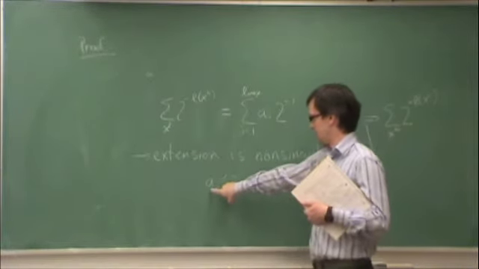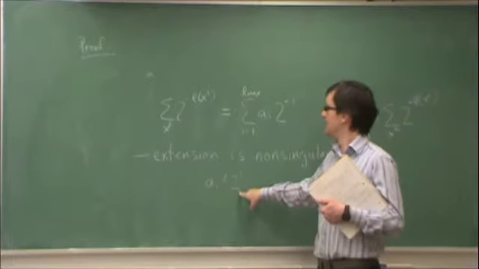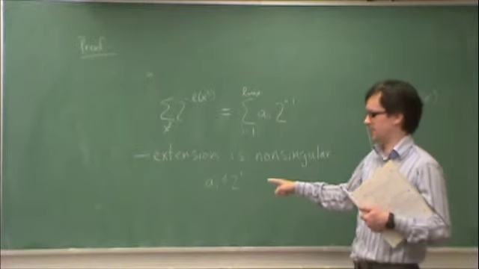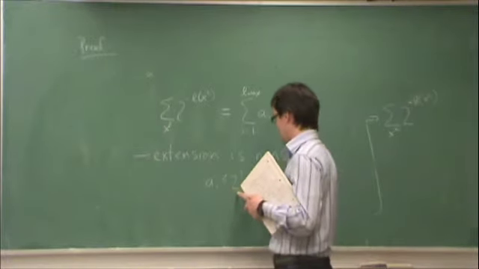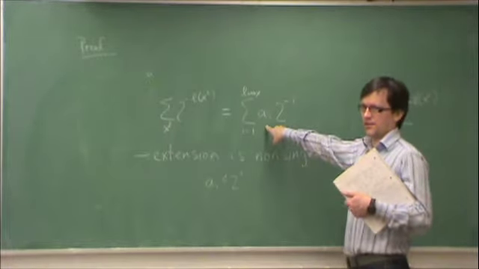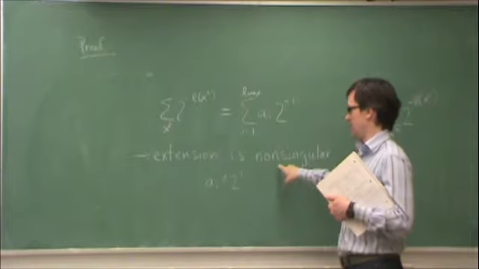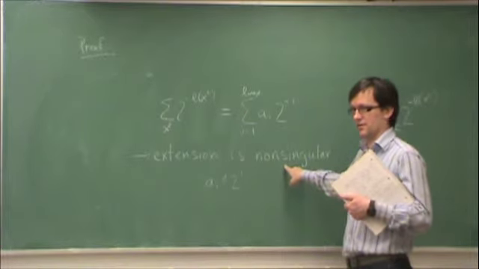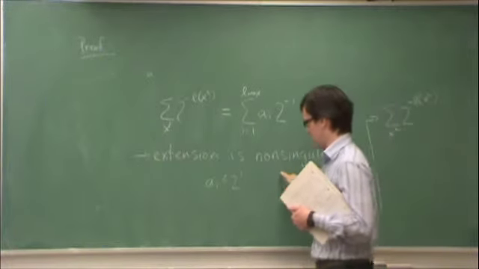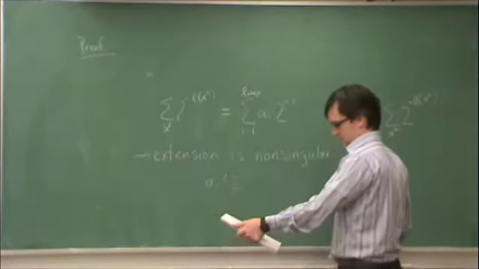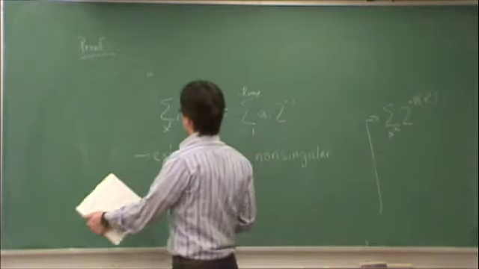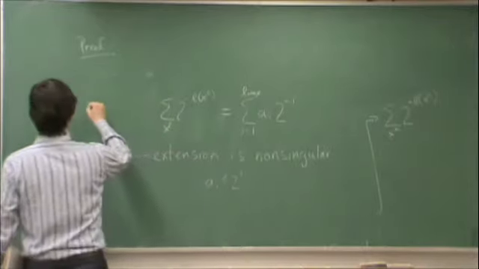That follows from this. Let's say A was greater than 2 to the I. Then there would have to be 2 code words that were the same. It's the pigeonhole principle, really. So if AI, the number of code words of length I, was greater than 2 to the I, then the extension could not be non-singular because there would have to be two code words that were the same. So this implies that AI has to be less than or equal to 2 to the I.